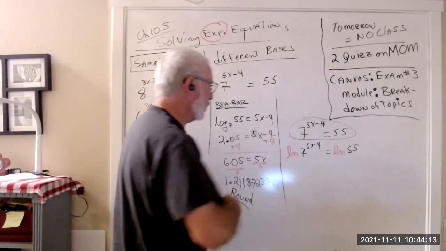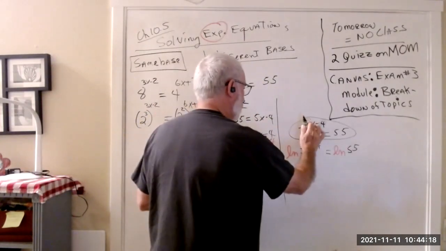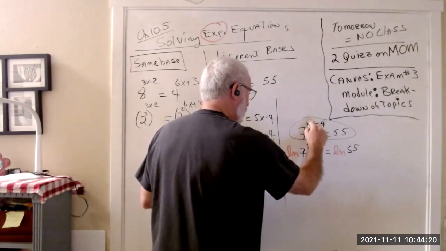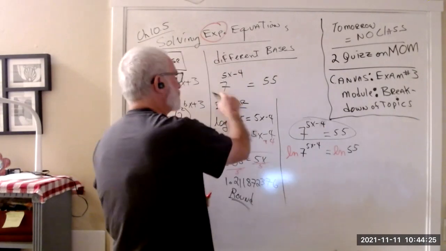Wait, is it 3x minus 4? 5x minus 4. I wrote it here, but it's kind of bad here. It's supposed to be the same problem as this.